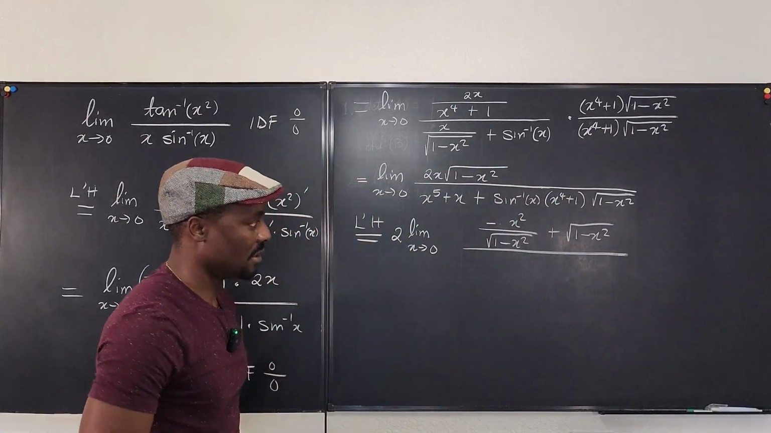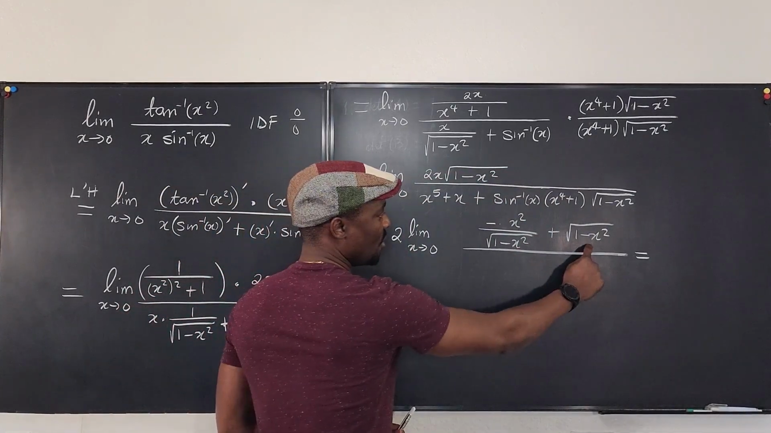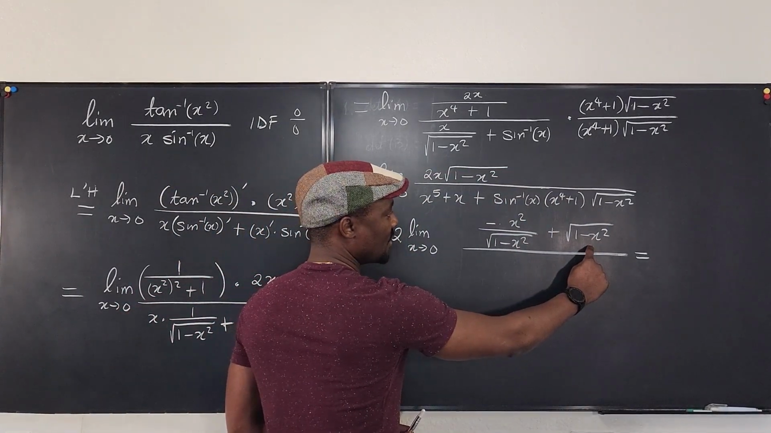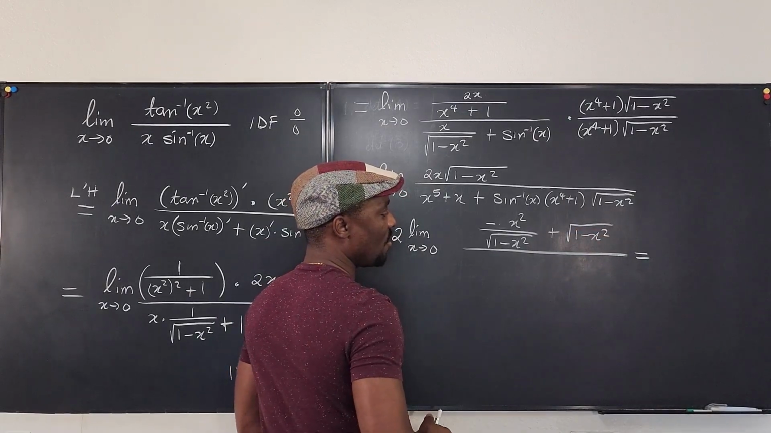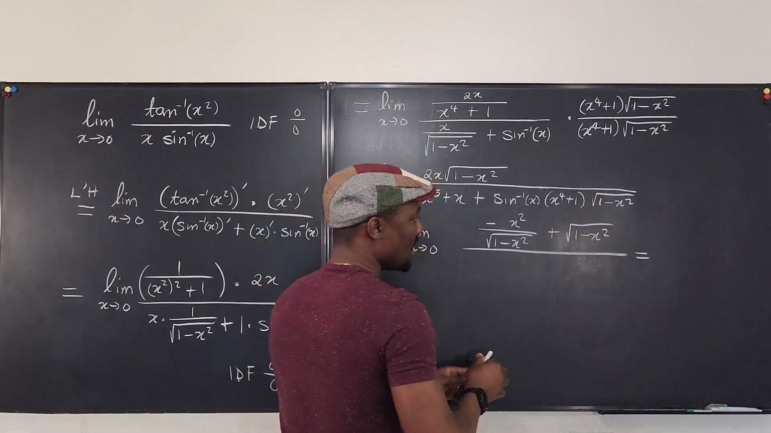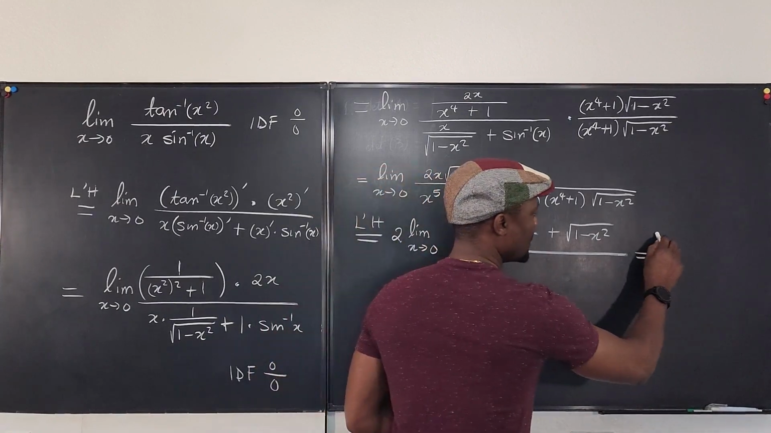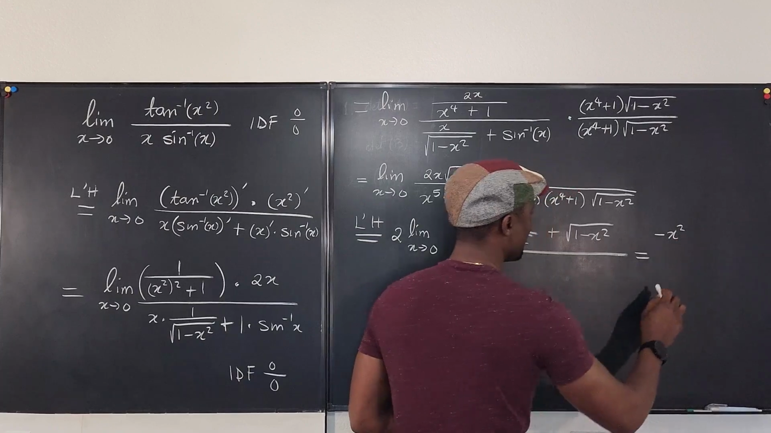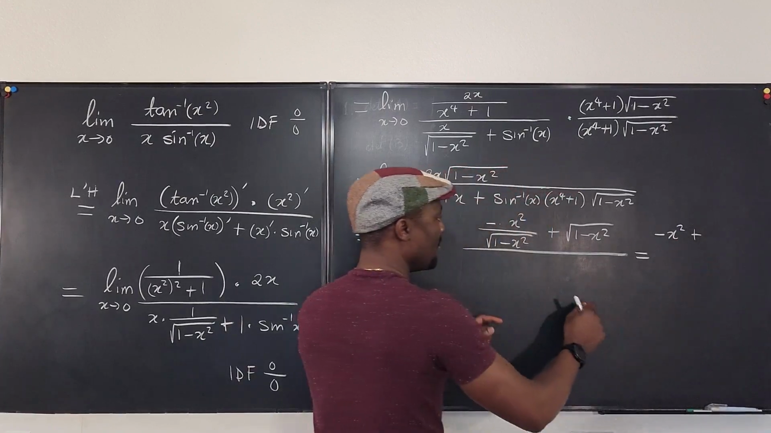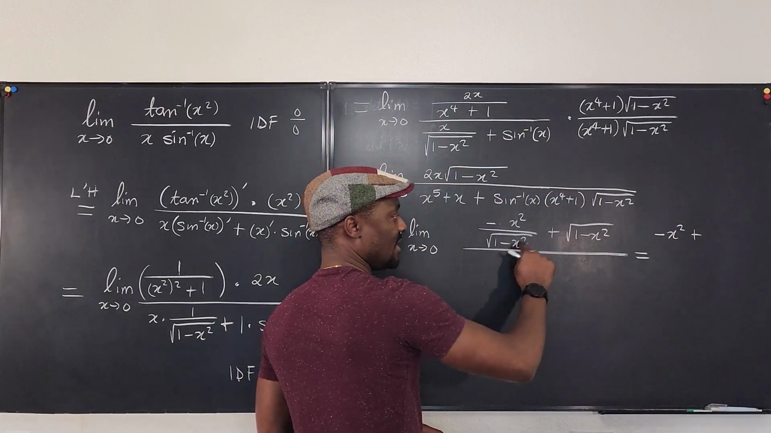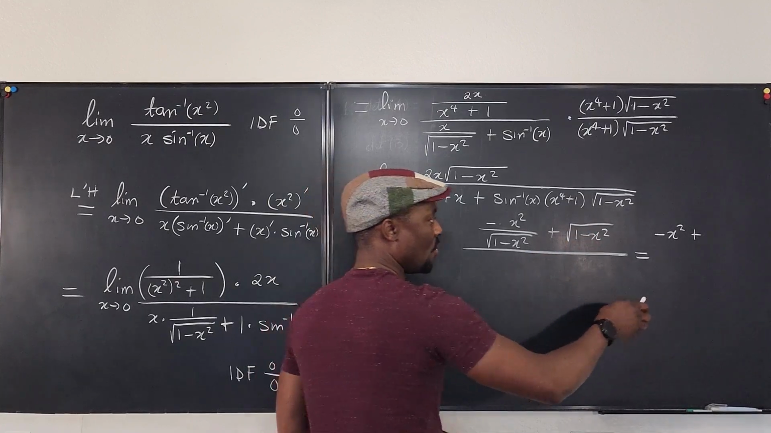What do we get under? Let's clean up the top first. We have to multiply this by 1 minus x squared and multiply the top also by 1 minus x squared. If we do that, we know that this is going to become minus x squared. This is going to be minus x squared plus, if you multiply this by this, this is going to become just 1 minus x squared.